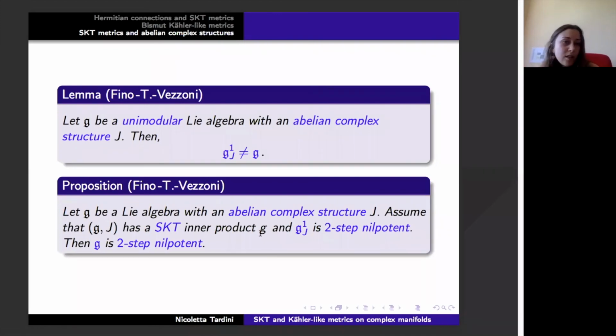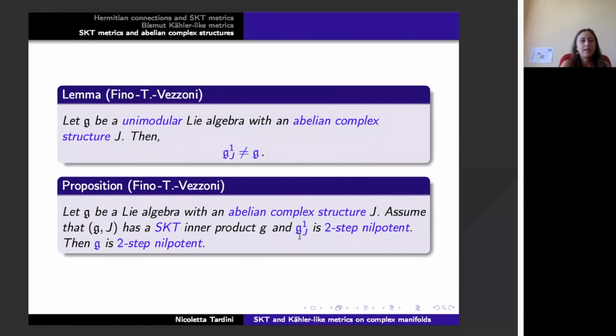Again, we do not need unimodularity except for this moment. So again, you have an abelian complex structure and SKT metric. And suppose now that G1J is two-step nilpotent, then we prove that under our assumption, the Lie algebra is two-step nilpotent. And at least for us, it was important to understand how the center is behaving in this case. Essentially this is the induction step.